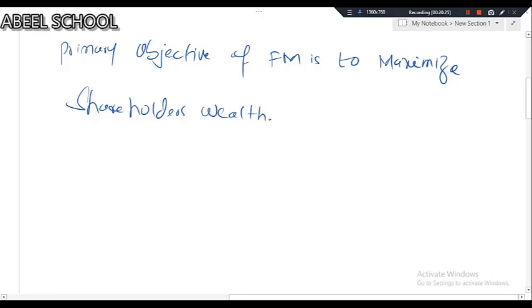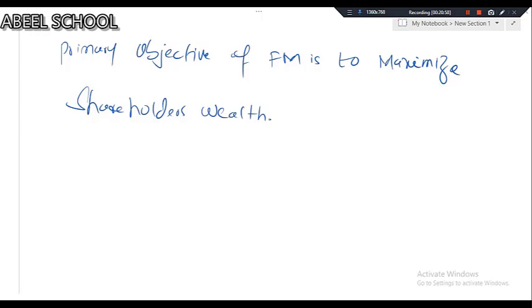Simply, if market value of equity is increasing, then shareholders' wealth will increase. If market value of equity decreases, then obviously shareholders' wealth will decrease. So let me repeat, by calculating market value of equity, we can measure the wealth of shareholders. If it is increasing, shareholders' wealth will increase, and if it is decreasing, shareholder wealth will decrease.